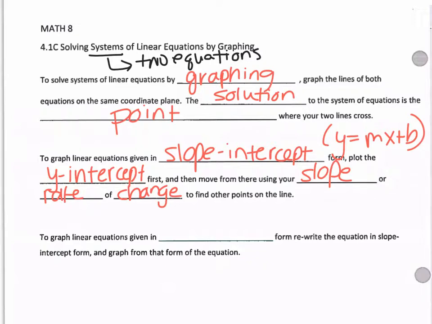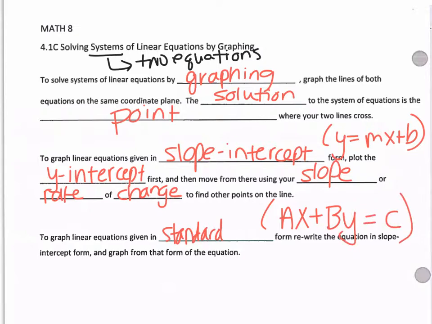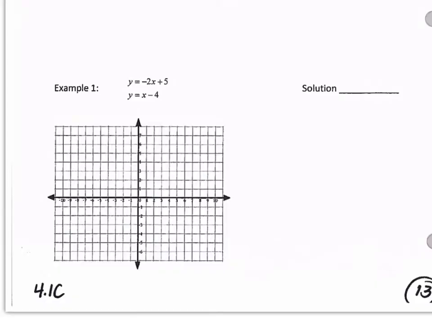To graph equations given in standard form, that's the one that we saw on last night's homework, that's when x and y are on the same side of the equation. All we're going to do is rewrite them in slope-intercept form, like we practiced.